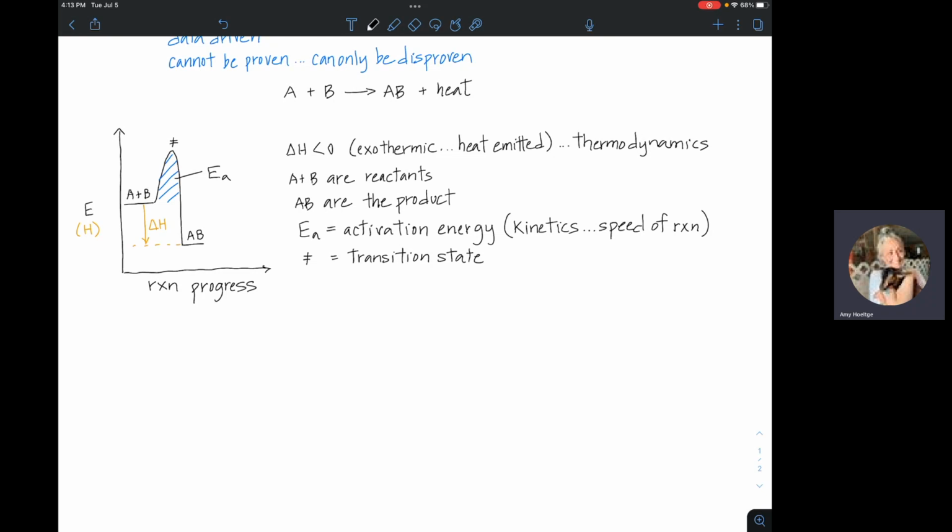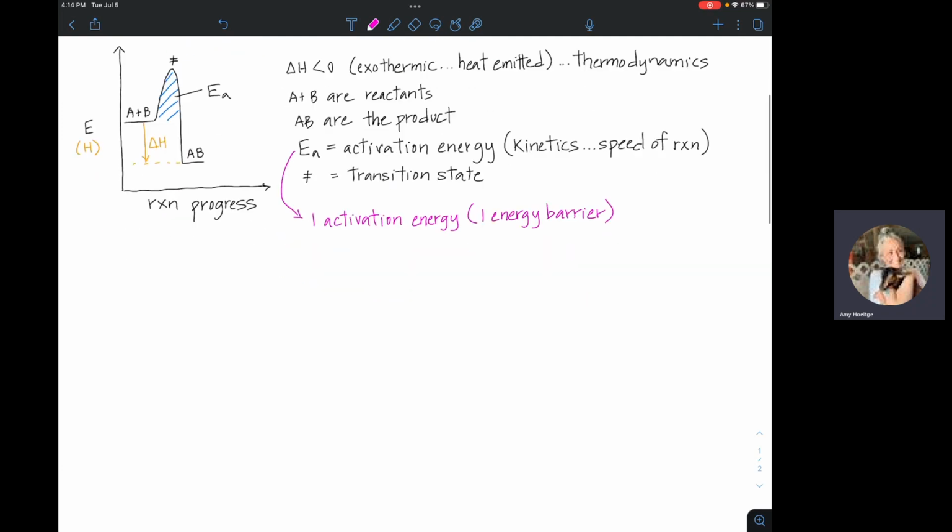And the other thing that we notice in this particular graph is that we only have one of these. So there's just one activation energy in this particular graph. Or one energy barrier. When you're looking at a graph like this, you can probably say to somebody, this process occurs in one step. And so in organic chemistry, we have a term for that. This is a one-step process.